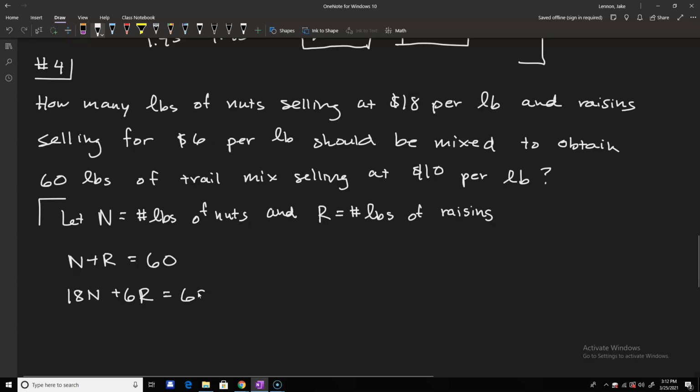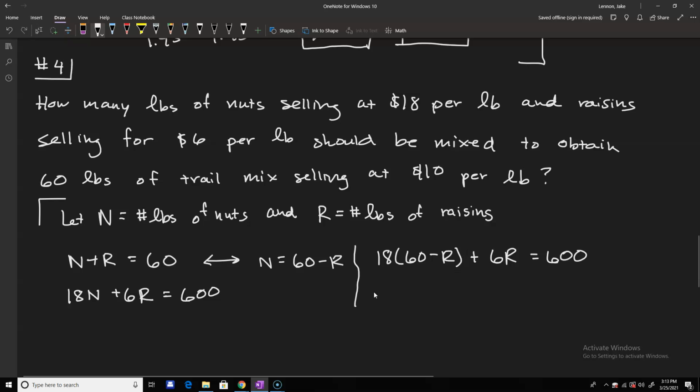And again, we have a pretty easy substitution. Let's say N is equal to 60 minus R. So we can go ahead and plug that in. So let me just do that right here. Let's say we have 18 times 60 minus R, replacing the N via substitution, and then plus 6 times R. This equals our total of 600. So what we want to do is just multiply that 18 through.